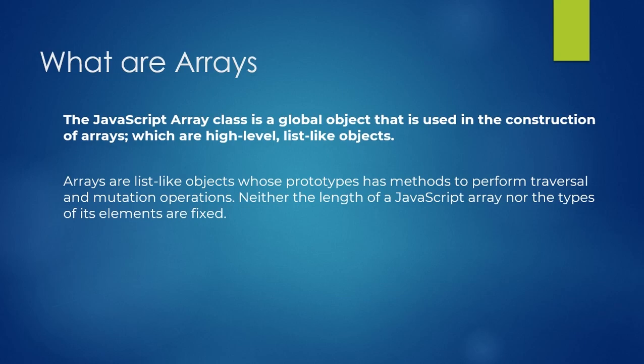Objects in general are where you can store information. They are data containers, and you can store a lot of information in objects. Arrays are list-like objects, but a bit higher level. All of these store information, but you have some differentiation between them. Arrays are one of them, which is high level and has the quality of list-like objects, and which perform traversal and mutation operations.